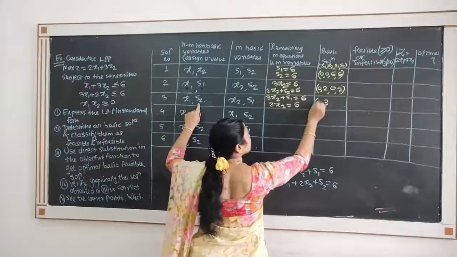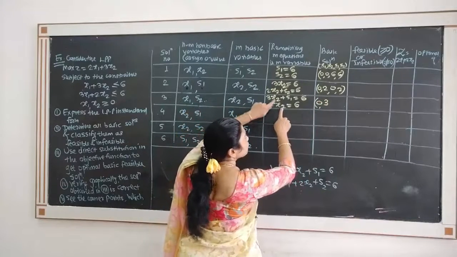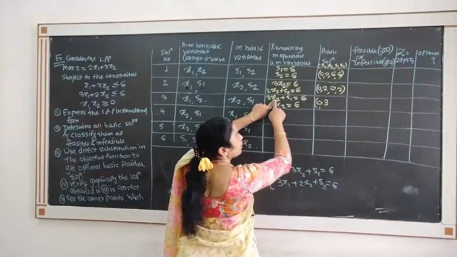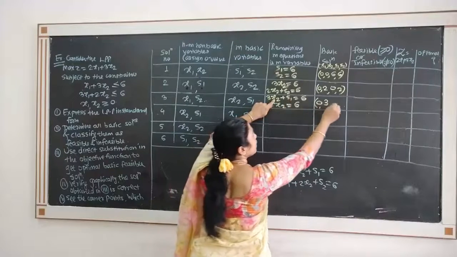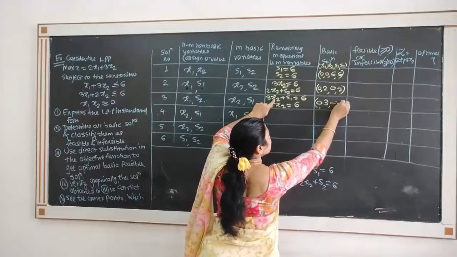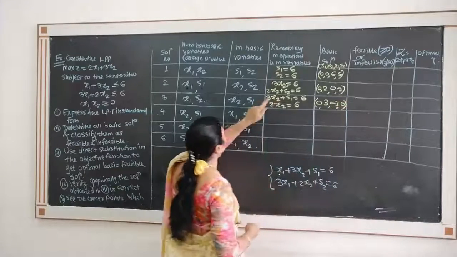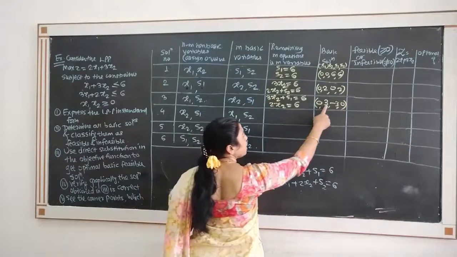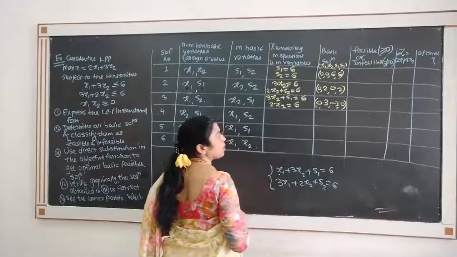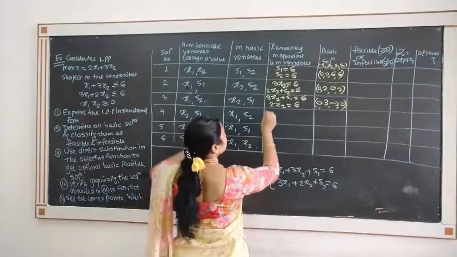We are substituting x1 to be 0. Putting x2 is equal to 3, we get 9. S1 will be minus 3. So we get minus 3, and s2 is equal to 0. So we get the solution 0, 3, minus 3, 0.